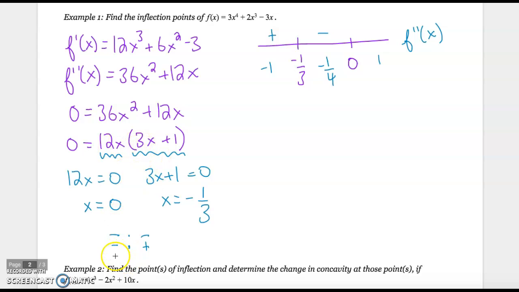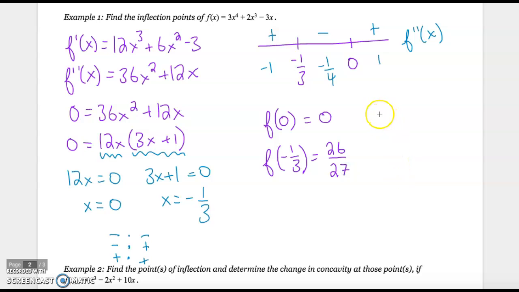Then if I plug in 1, I get a positive number times a positive number, so that ends up being positive. So we would say that both x equals -1/3 and x equals 0 produce a point of inflection, and then we actually just need to find the y values of those. So I'll find f of 0 and f of -1/3. F of 0 is easy, we get 0. F of -1/3 is a little bit trickier, but if you want to practice your arithmetic on it, you can. You should end up getting 26/27. So that means I have points of inflection at 0, 0, and then at -1/3, 26/27.